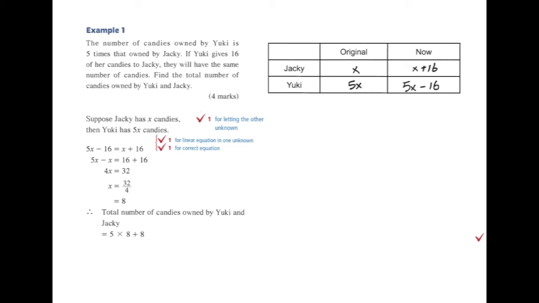That is 5 times 8 plus 8. The 8 comes from the value of X we just found. 40 plus 8 equals 48. Then you can obtain the final mark.